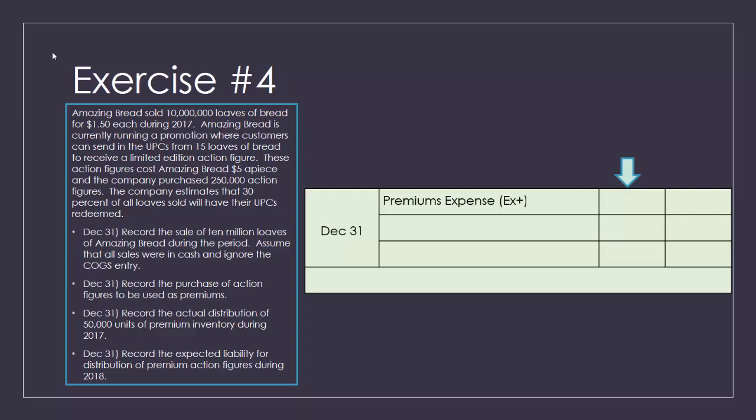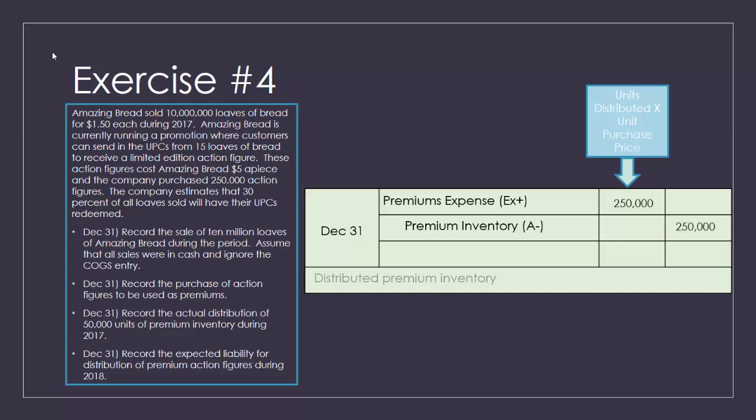So we distributed 50,000 units. Each unit cost us $5 apiece to buy, which means we're going to record $250,000 worth of premiums expense. And we're going to take it out of our premium inventory because we no longer have those action figures on hand, so we credit it for the same $250,000 to record the distribution of premium inventory.